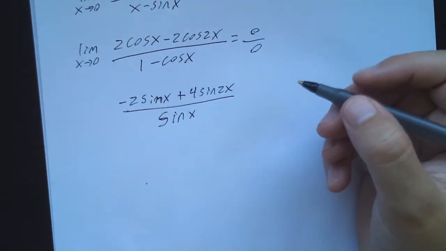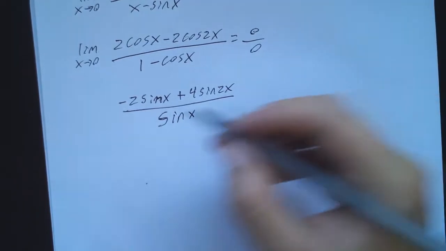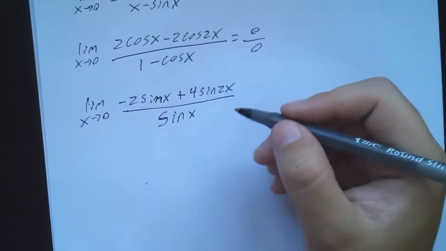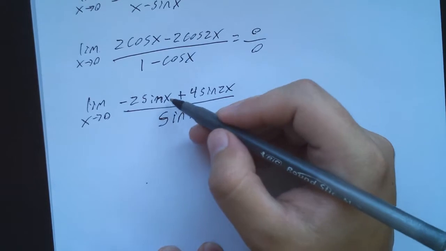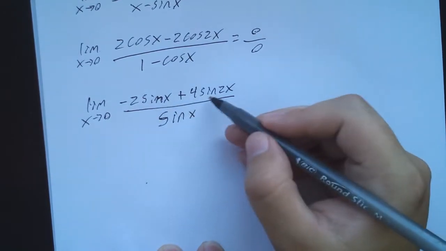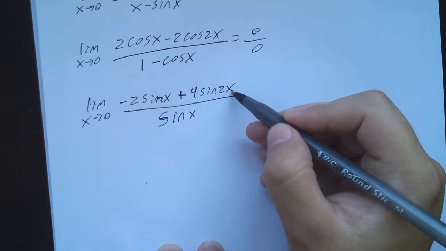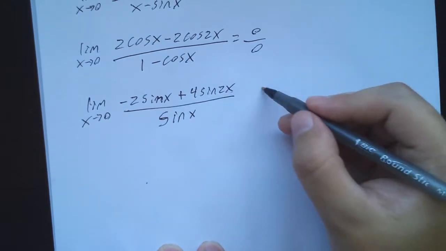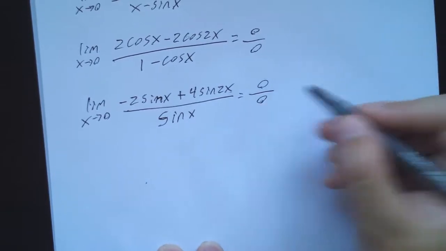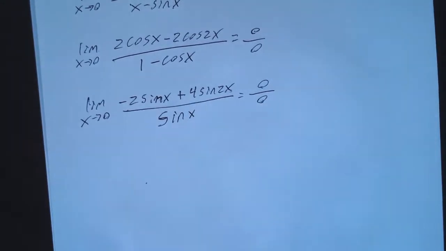And let's see what this gives us. As the limit of x approaches 0, this is going to be 0 times 2, which is 0; 4 times sine of 2x, which is 0, is just going to be another 0; and sine of x is going to be 0. So we have to do it again.